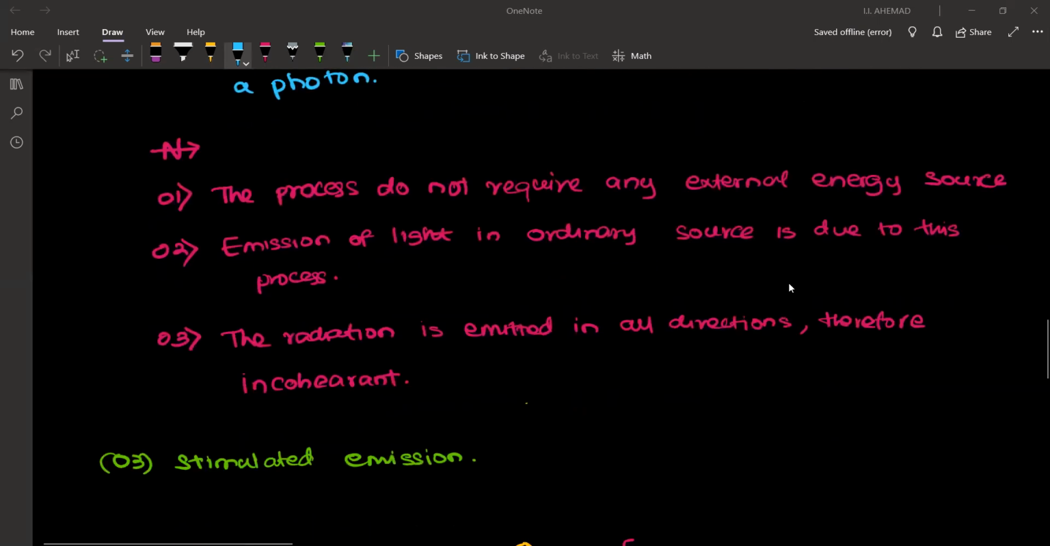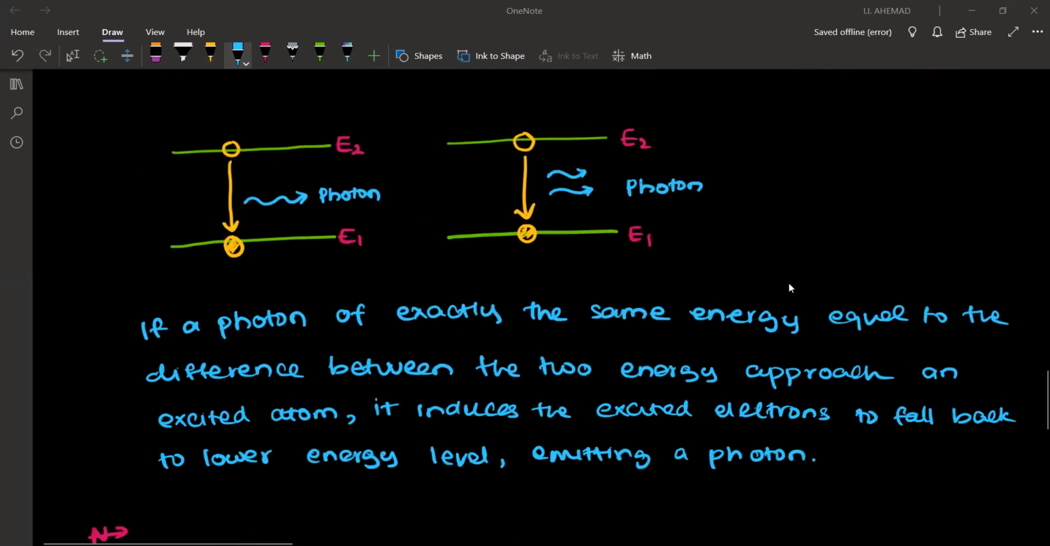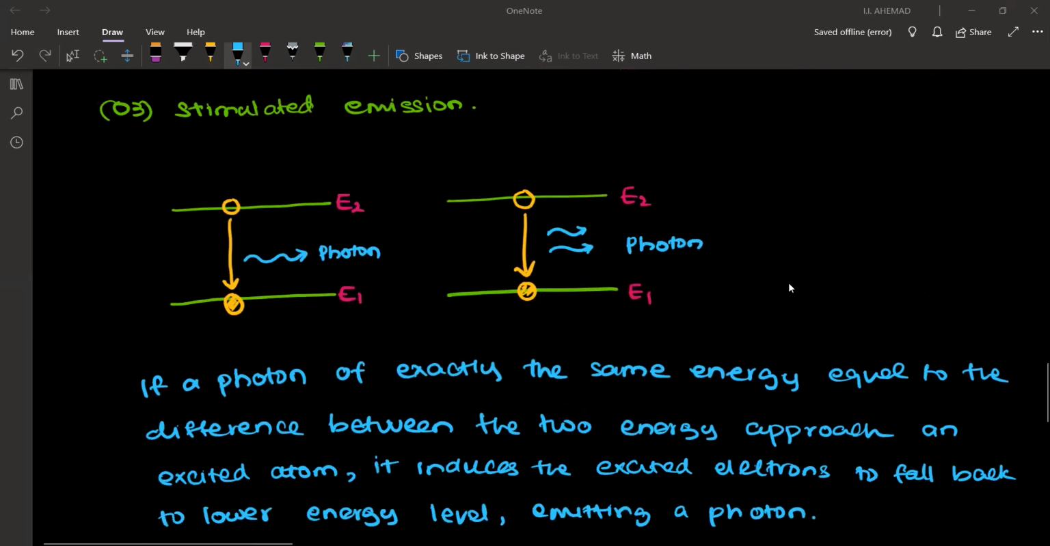So another process that could occur is stimulated emission. In stimulated emission, we have two atoms. Here you don't necessarily need to have an atom. What you need is a photon.